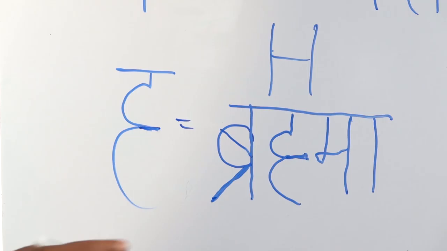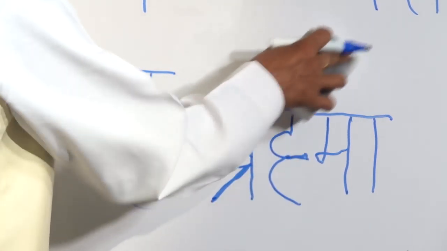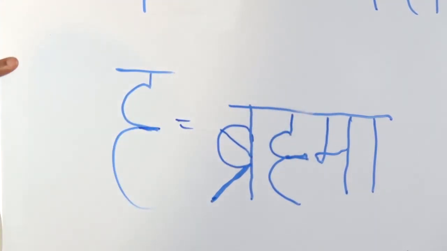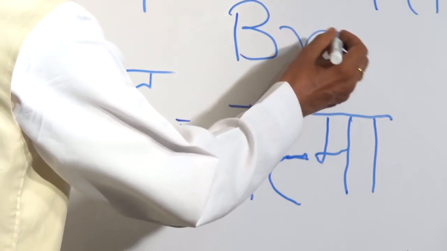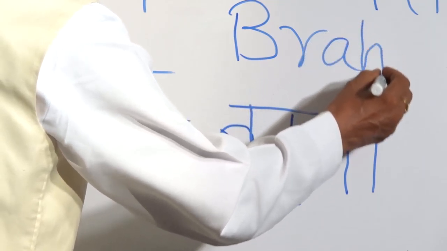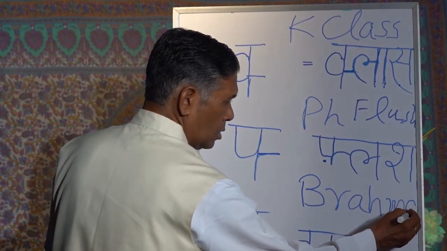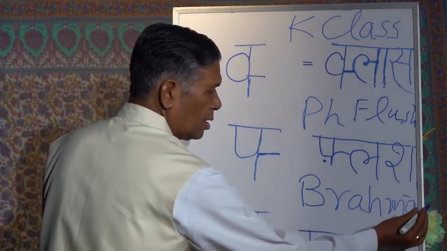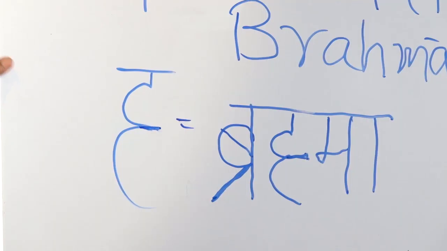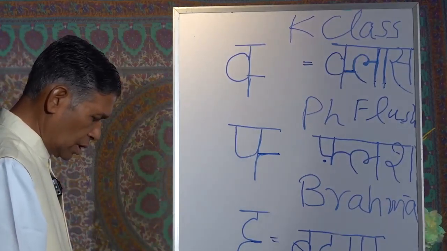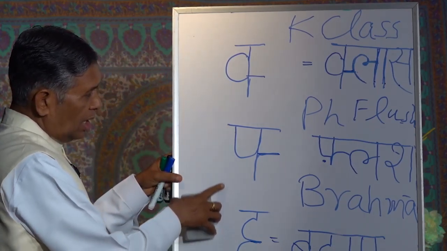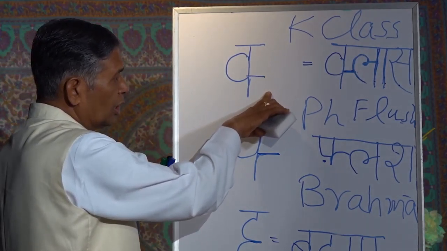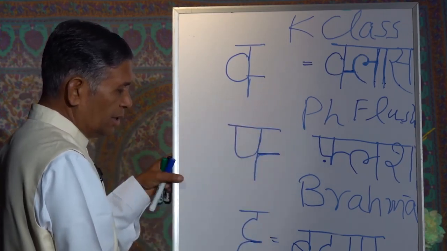See, Brahma, Brahma, it is the Brahma, okay? I have given this just as an example. So, for the first three letters, remove the down stroke, and they will be half.